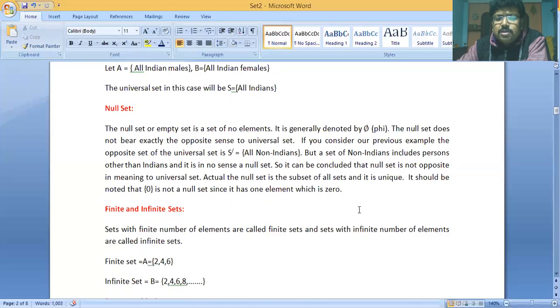Actually, the null set is a subset of all sets. Because it has no element, it is a subset of all sets, and it is unique. It should be noted that way. Here you can find zero. Zero is an element, so this is not a null set. If a set has zero, then it is not a null set. Null set has no element.